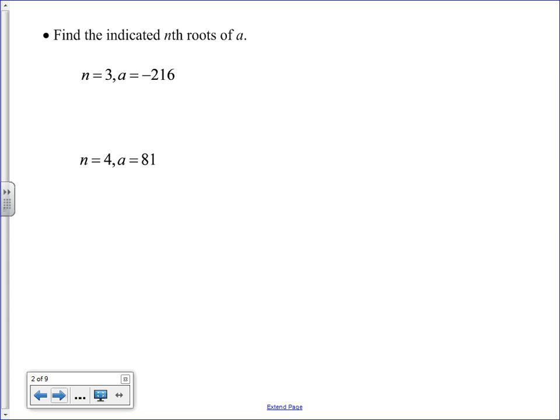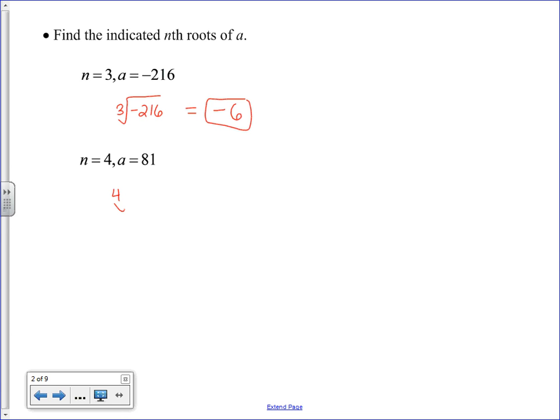So if n is 3 and a is negative 216, it's asking us to find the third root, or the cube root, of negative 216. It is possible to take the cube root of a negative number, because you're looking for what number times itself 3 times would give you negative 216. And sure enough, that's going to be a negative number. So it's not imaginary, and it certainly is possible. So for this one, we're looking for the number that multiplies by itself 3 times to make negative 216. And the answer that we're looking for is negative 6. Negative 6 times negative 6 times negative 6 would give us negative 216. So that's the cube root of negative 216.